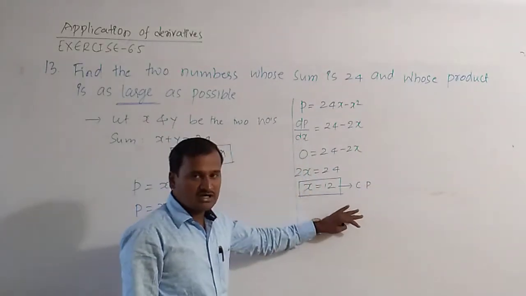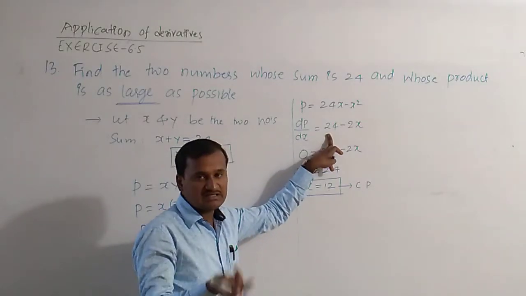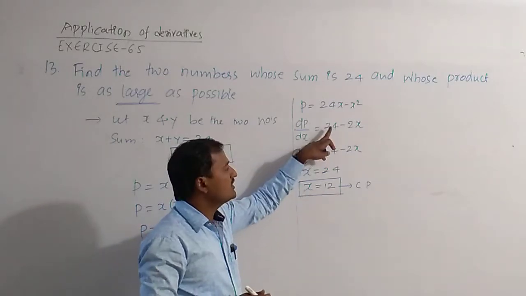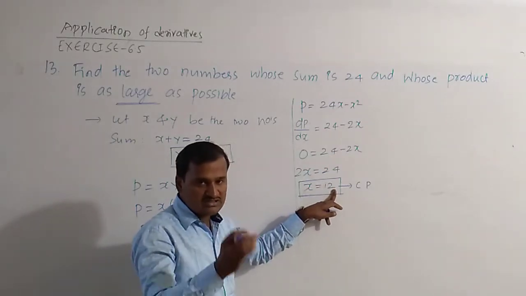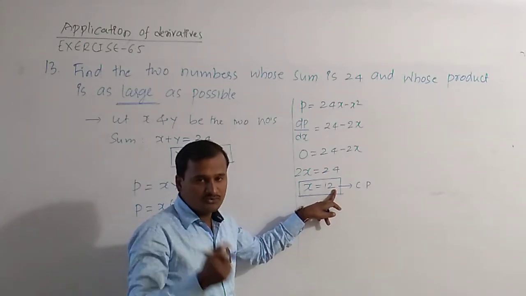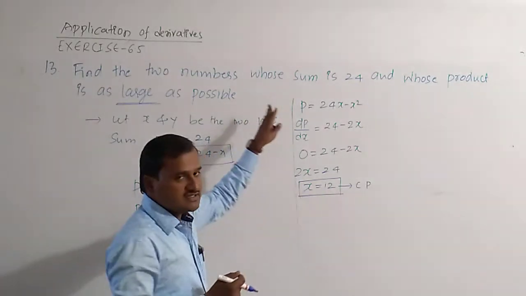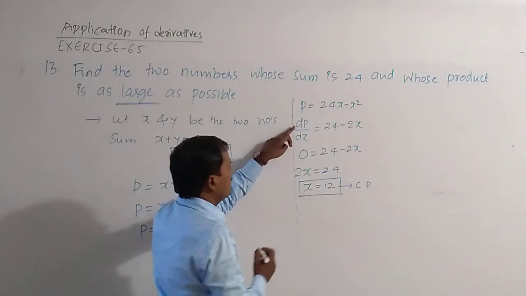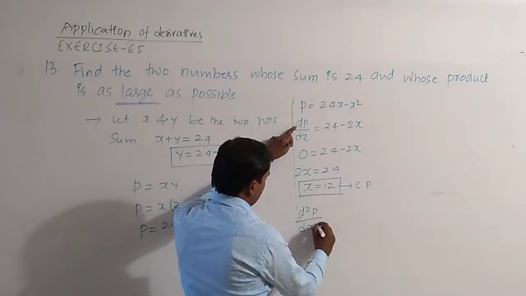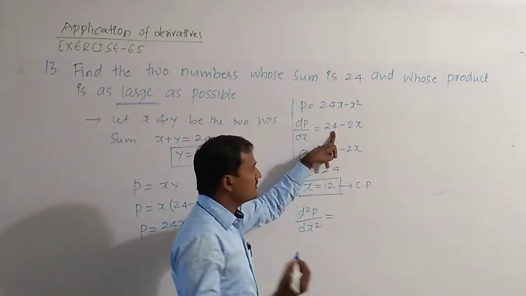Now we should check that at this point the second derivative of this function is less than 0. If the second derivative of the given function at this point is less than 0, then the given function, or the product of those two numbers, gives the maximum or as large as possible. So therefore take the second derivative, d2p divided by dx square, that is equal to differentiation of 24 is 0.